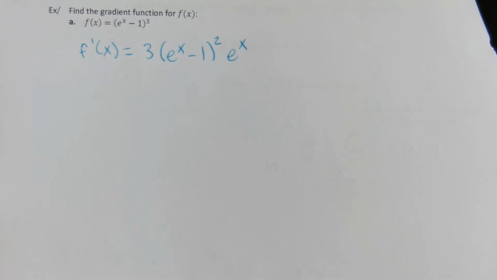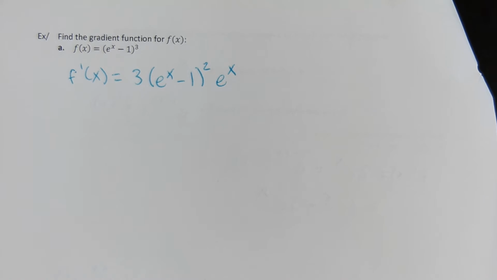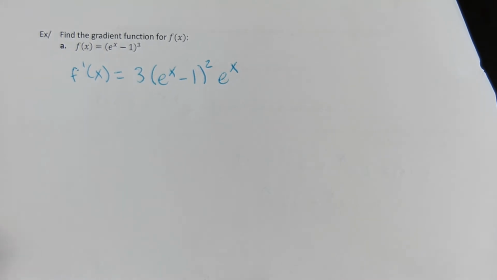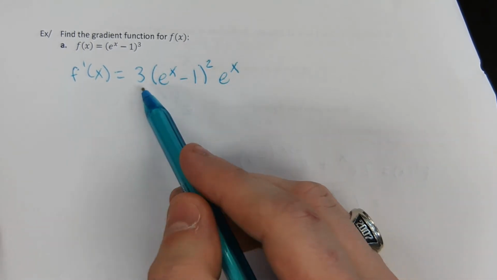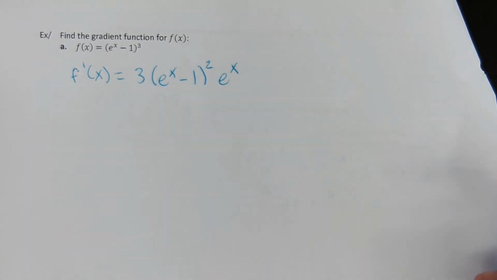Now for b, though, oh goodness, radical. Yeah, that's it. This was just the chain rule. This 3 is the derivative of the outside, and this e to the x is the derivative of the inside. That's it.